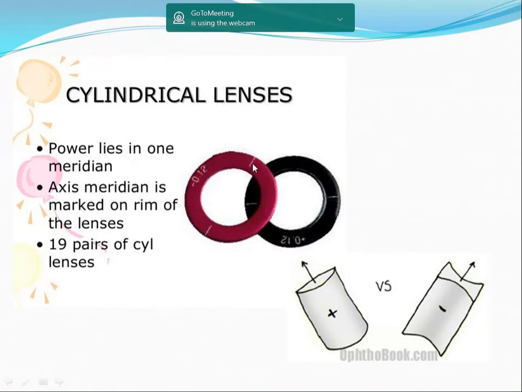Look at this. Always the axis will be marked on the cylinder. So if you hold the cylinder like this horizontally, then it is a 180-degree axis cylinder. If you hold it like this, it is a 70-degree. If you hold it exactly at 90 degrees, then it will become a 90-degree cylinder. So what is important in a cylinder is that it acts in a direction opposite to that of its axis. That means if it is a 180-degree cylinder, it will act only in the 90 degrees.